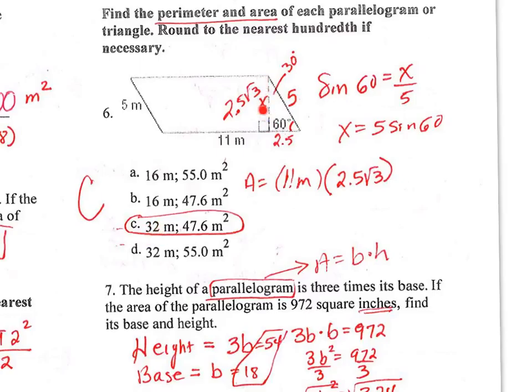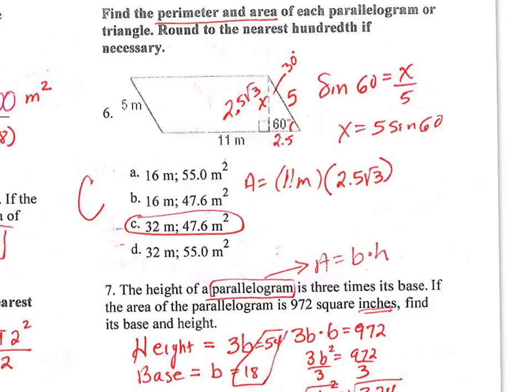Now, to find the area, you need to multiply base times height. Well, the height you can find two ways. You can just say, if this is a 60-degree angle, this is a 30-degree angle. And if this is a hypotenuse, the hypotenuse is twice the short leg. See, across from 30 is the short leg. So half of 5 is 2.5. Then the long leg is the short leg, 2.5, times square root of 3. That's one way of doing it.